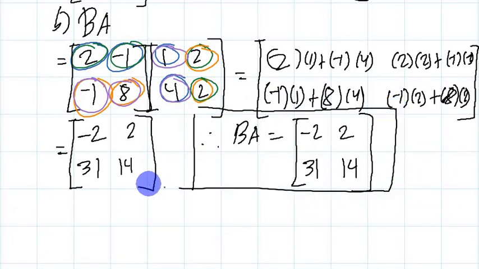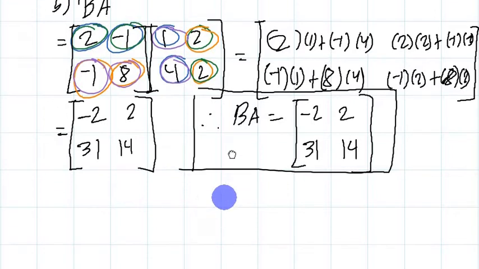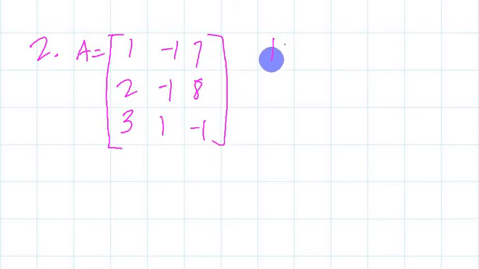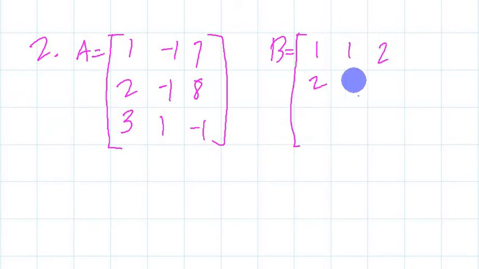There you go. Now let's look at the other item. For number 2, A is given by a 3 by 3 matrix. Let's fix that so that we can properly write. A is equal to a 3 by 3 matrix: 1, negative 1, 7; 2, negative 1, 8; 3, 1, negative 1. B is equal to 1, 1, 2; 2, 1, 1; 1, negative 3, 2.